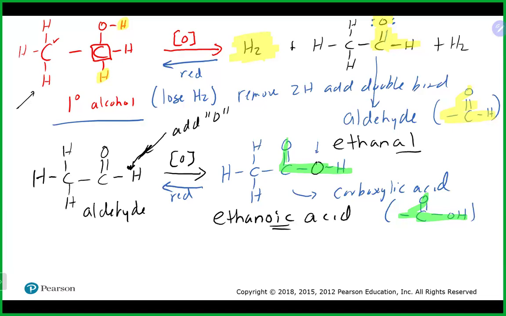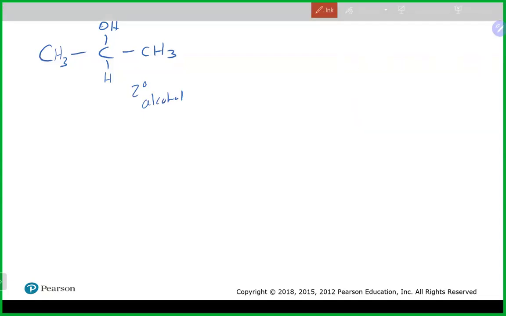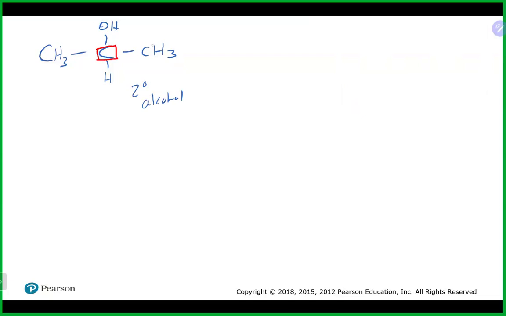Any questions on a primary alcohol? Let's take a look at a secondary alcohol here. All right, so if we take a look at this one here, which once again is a secondary alcohol, and again, the secondary alcohol is determined by looking at this carbon, and it has 1 and 2 carbons directly attached to it, so it is a secondary alcohol.